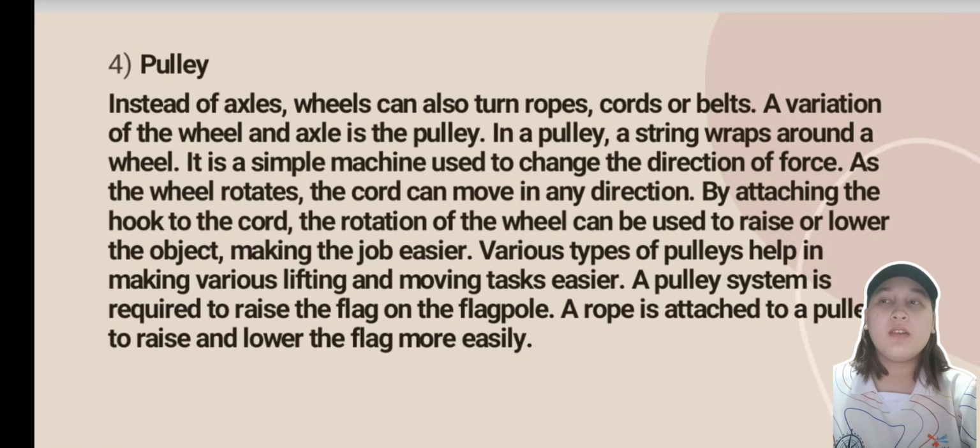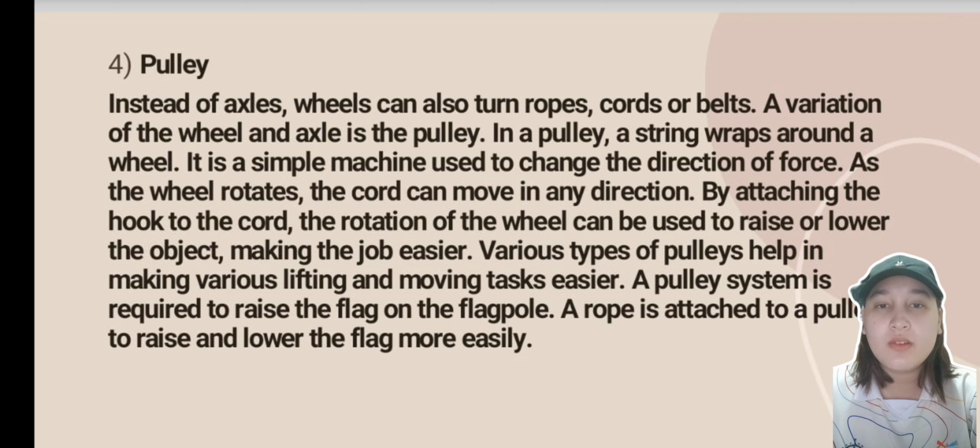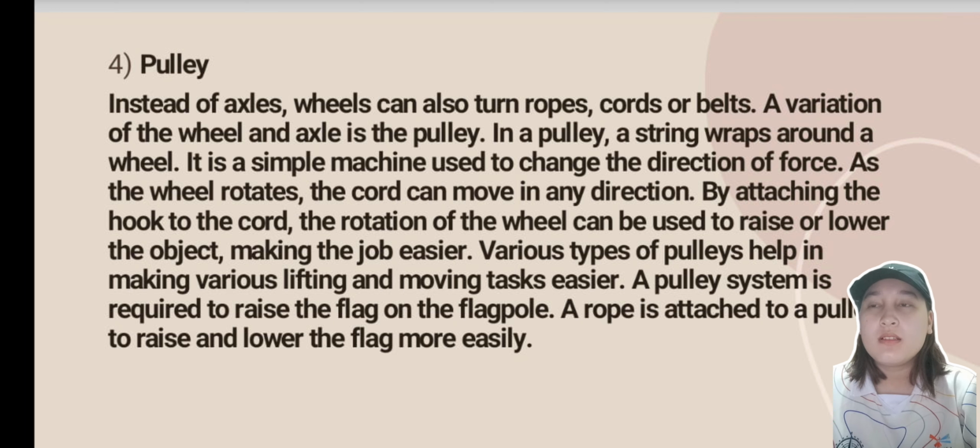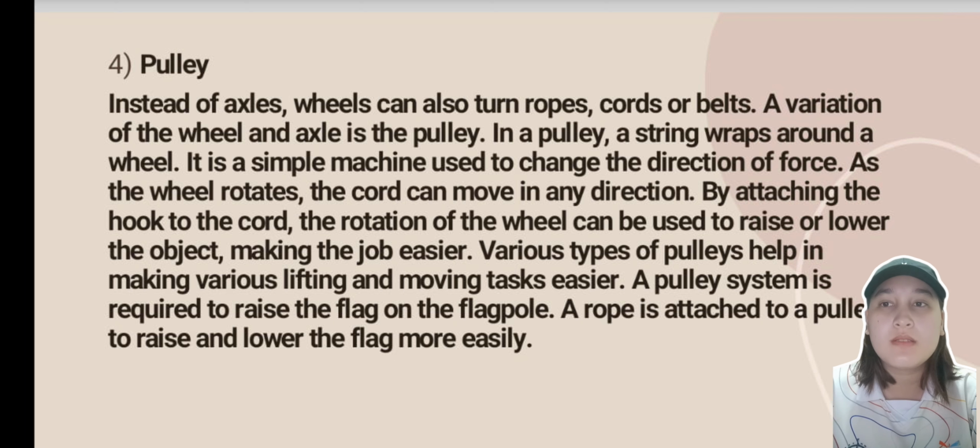Hi, so today I will explain about the pulley. Instead of axles, wheels can also turn ropes, cords, or belts. A variation of the wheel and axle is the pulley. In a pulley, a string is wrapped around a wheel. It is a simple machine used to change the direction of force.